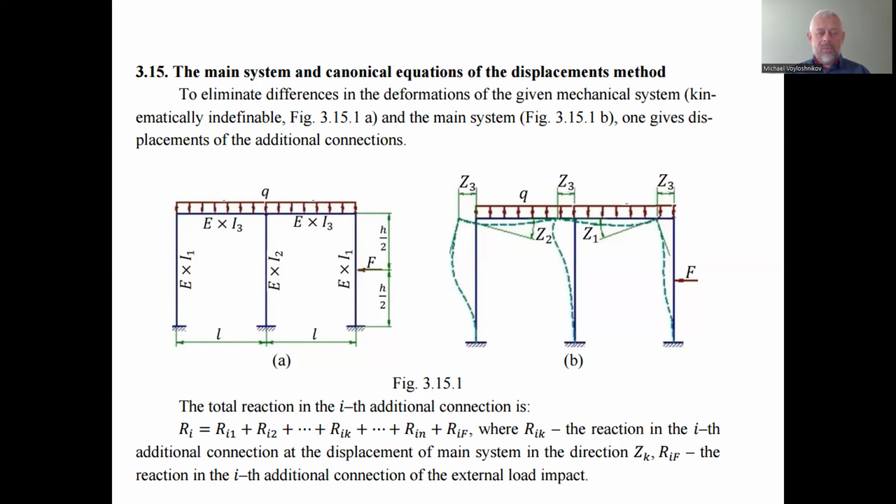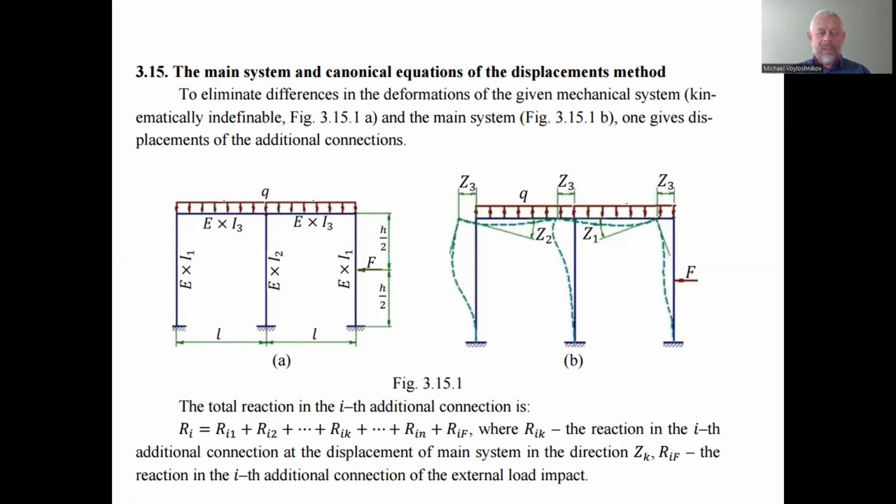For the force approach, we have to draw up the equations of the compatibility of the deformations. We say canonical equations of the force method. That is when we first have to take the assigned statically indefinable system and determine the main system. We have to do the main system.